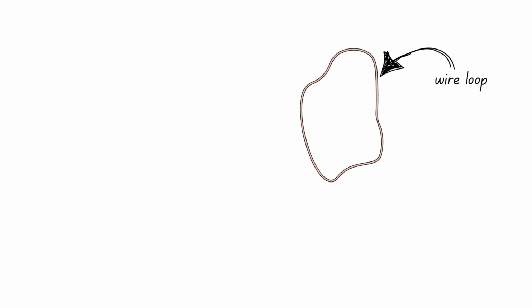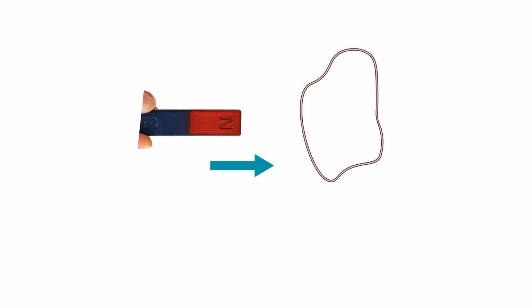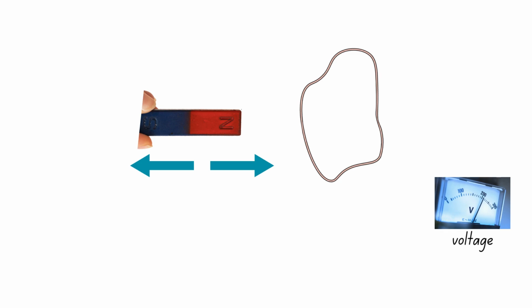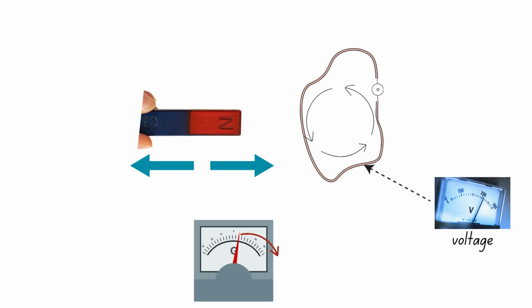Here is how it works. If you have a loop of wire and you move a magnet towards or away from it, an electromotive force is induced in the wire and it drives a current through that wire loop. If a galvanometer is connected to the wire loop, a deflection of its needle is observed each time the magnet is moved towards the wire.